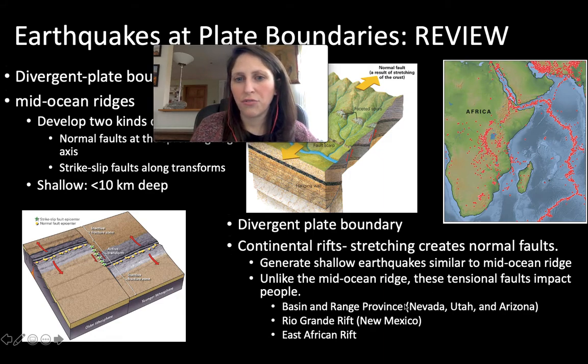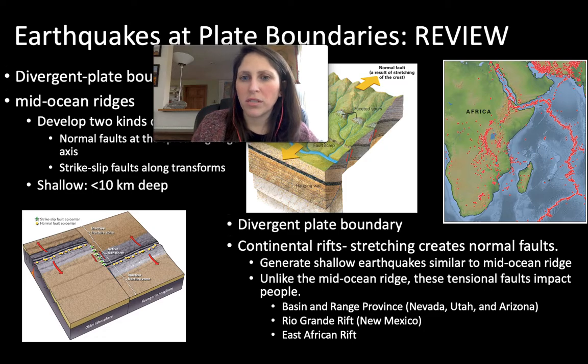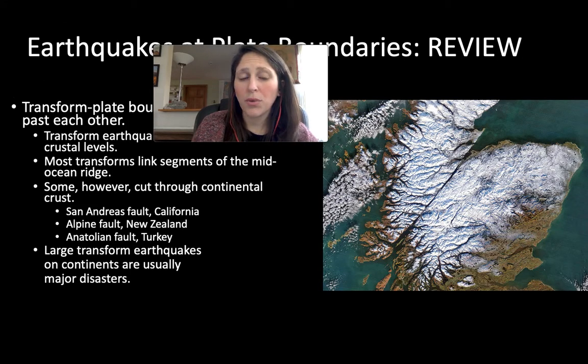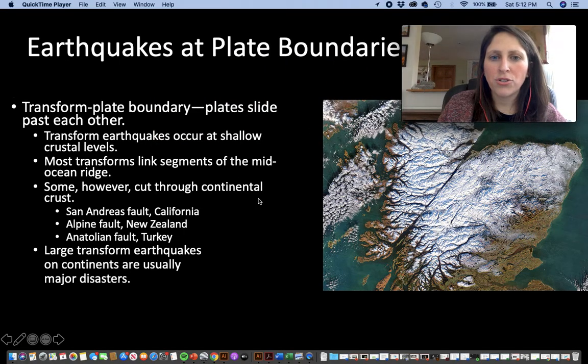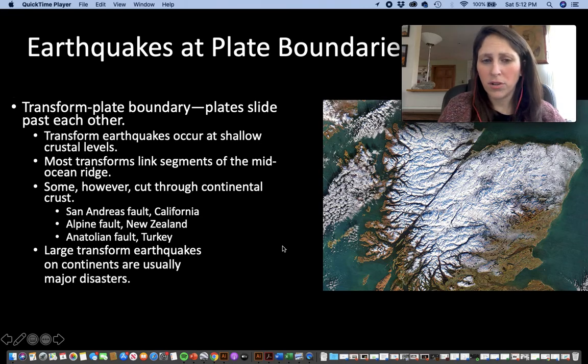Because we do have faulting, we do have a release of energy when we have that faulting. So we have divergent boundaries creating shallow earthquakes. Then we have transform plate boundaries. Now, these plate boundaries produce pretty moderate earthquakes. Some are shallow, some are moderate.